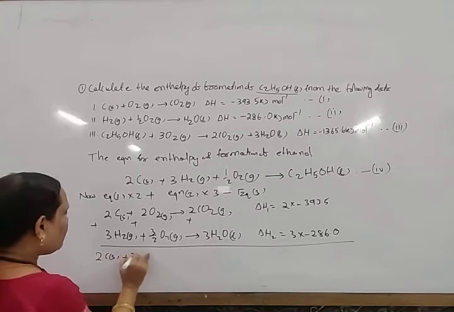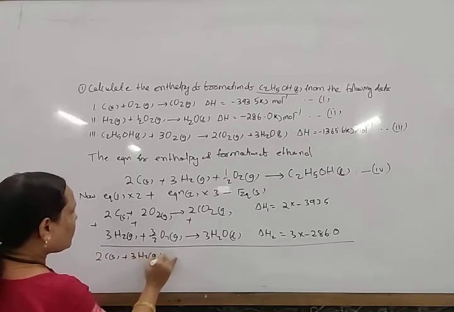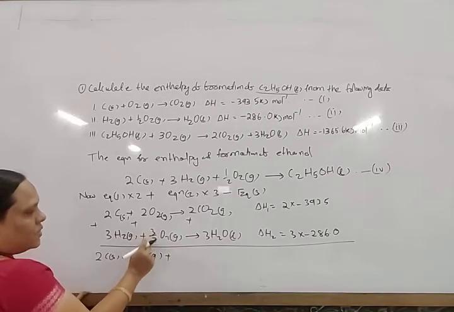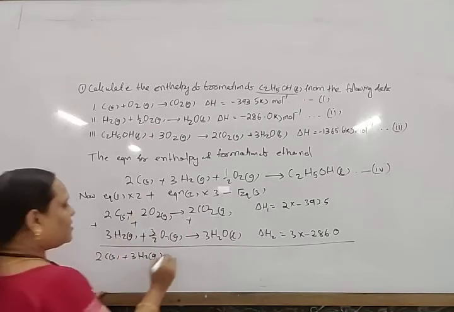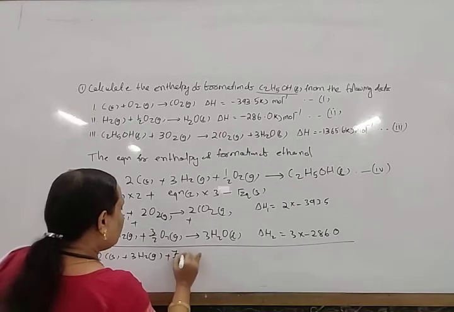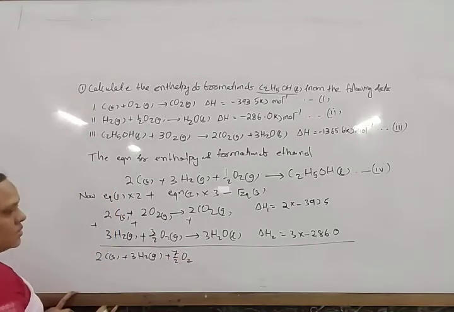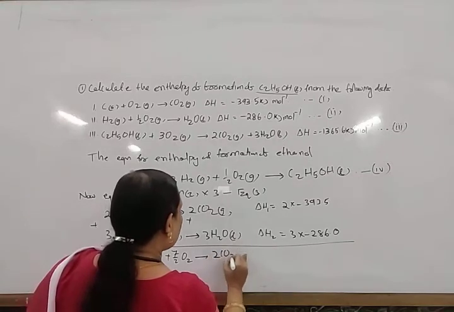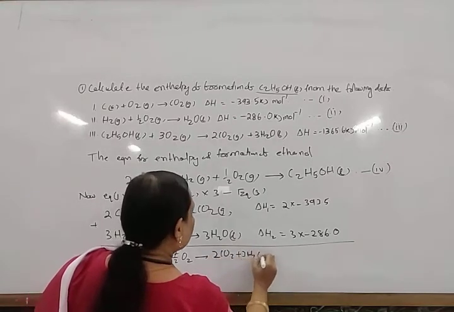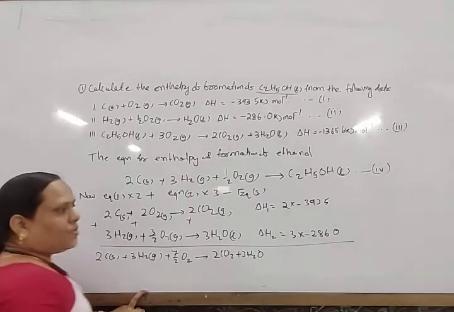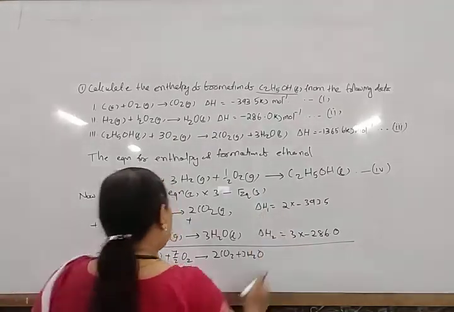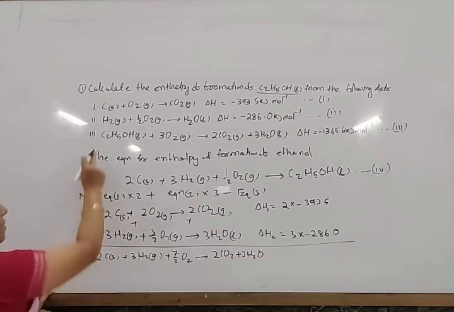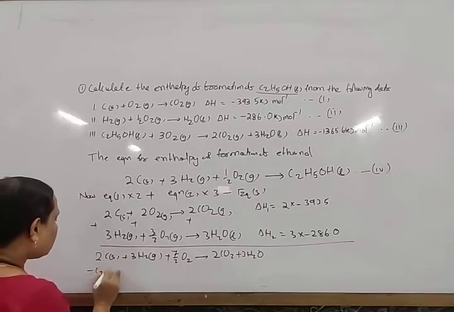We get 2C solid, 3H2 gas, 2O2 and 3 by 2 O2. So 3 by 2 plus 2 into 2, that is 4, it is 7 by 2 O2. 7 by 2 O2 give rise to 2CO2, 3H2O. So this energy term you add, delta H1 and delta H2. Now it is given, subtract this.